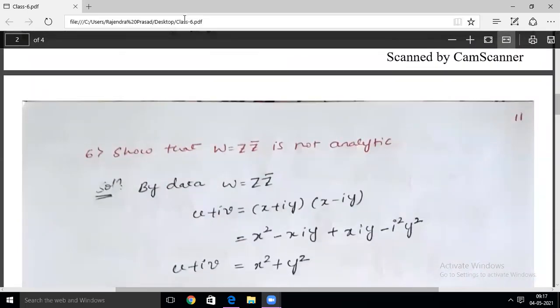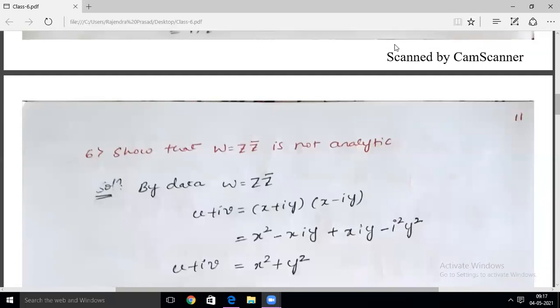Next. Next problem. Show that w is equal to z into z bar is not analytic. Not analytic is nothing but what? CR equations are not satisfied. The CR equations should not be satisfied. Then only we say that the given function is not analytic, right?